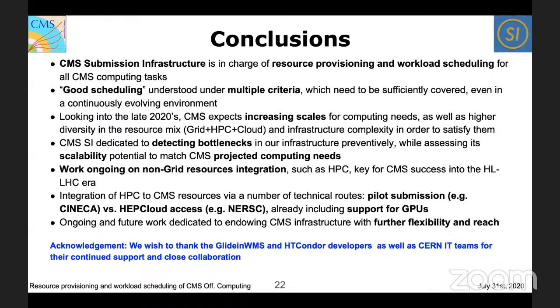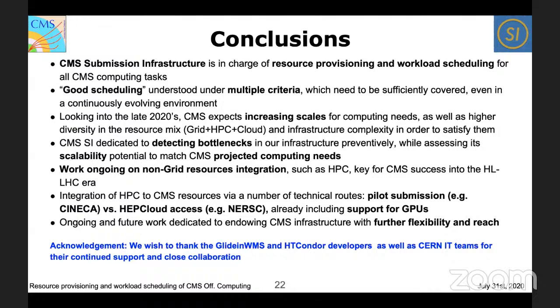So in conclusion, what we deal with is the resource provisioning and workload scheduling for CMS. Good scheduling has multiple criteria, and we have to work to cover all of them or most of them. CMS has been growing in resources and expects increasing scales onwards, looking to the future, and a more complex mix of resources. So we need to be prepared to access different resources other than the grid and to be able to use them, like I mentioned, these GPUs.